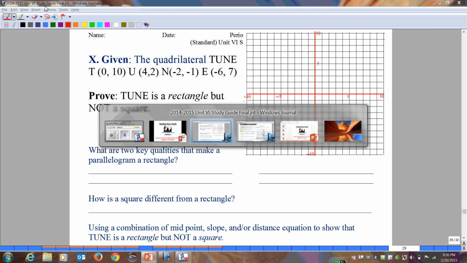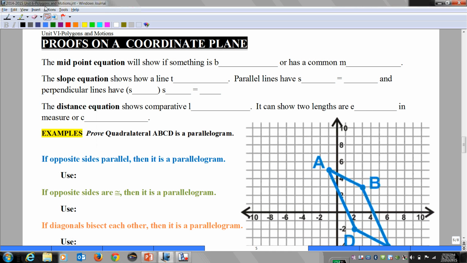But before you can do your problem, we need to recap a section in your study guide. Find this section in your reference booklet, Proofs on a Coordinate Plane. We're going to go over this. You don't have to teach this to your classmates. This is included in everybody's video. Proofs on a coordinate plane.